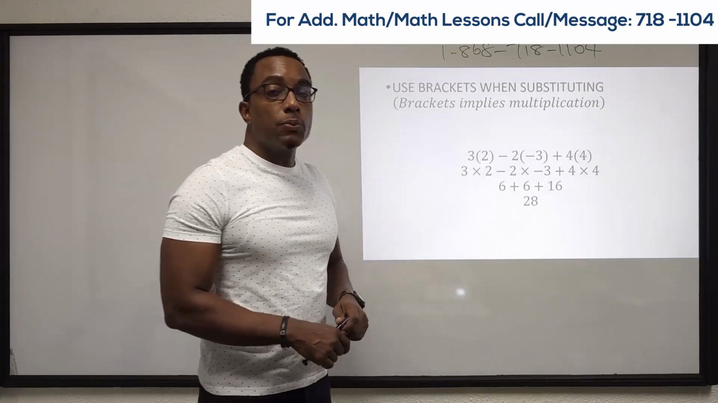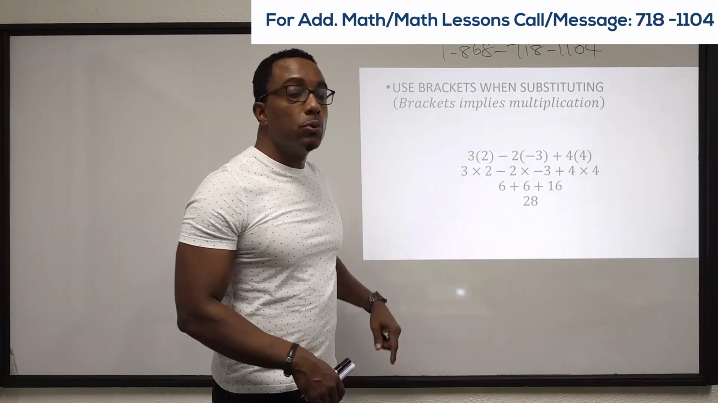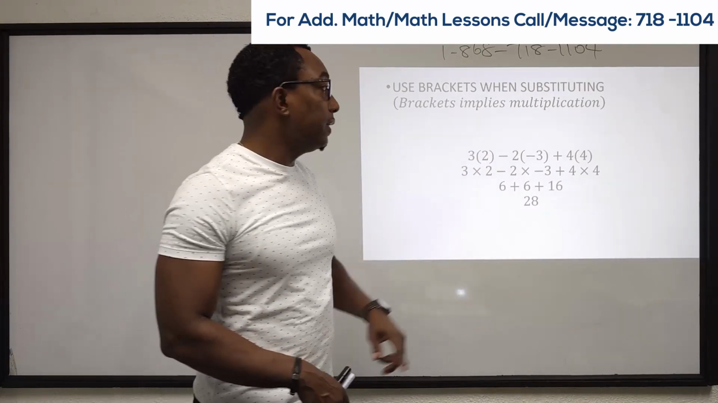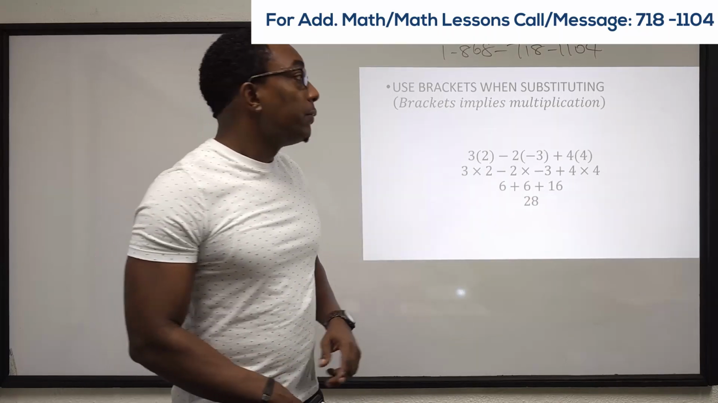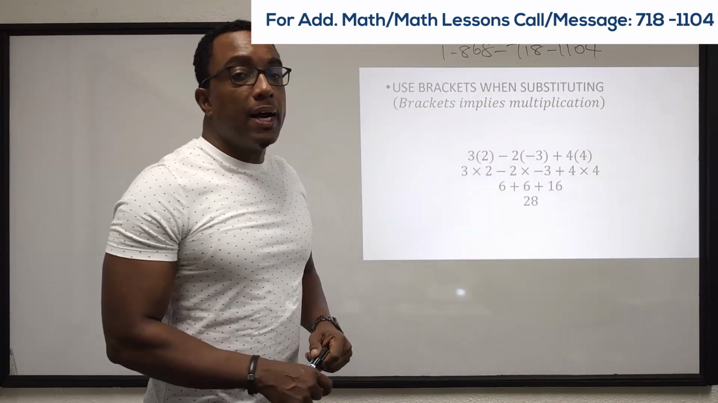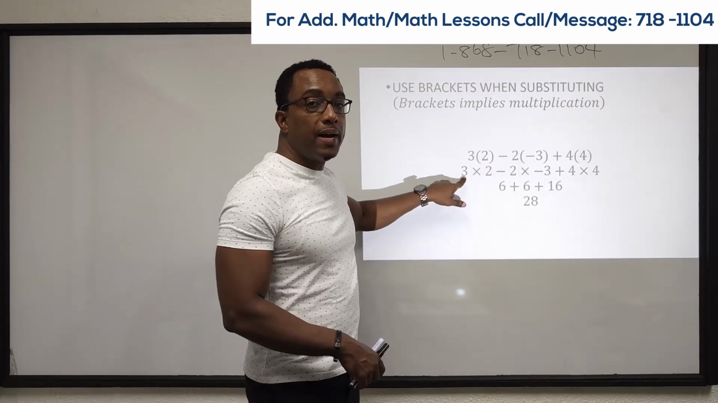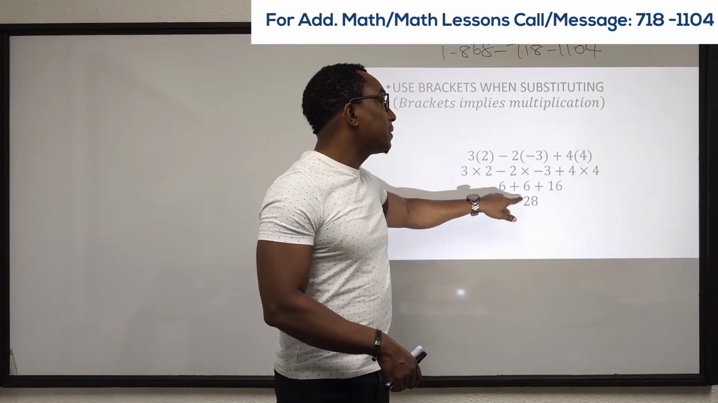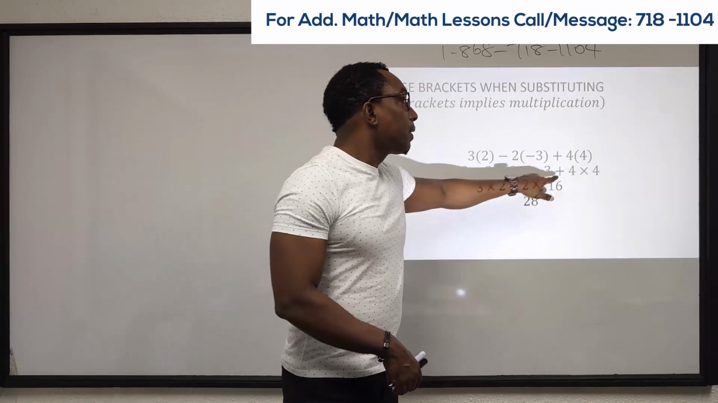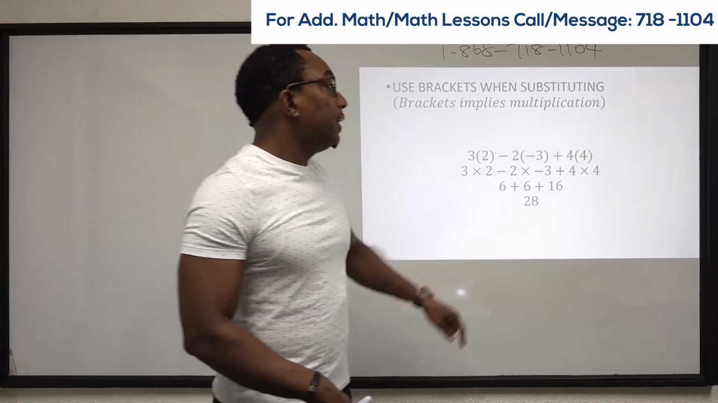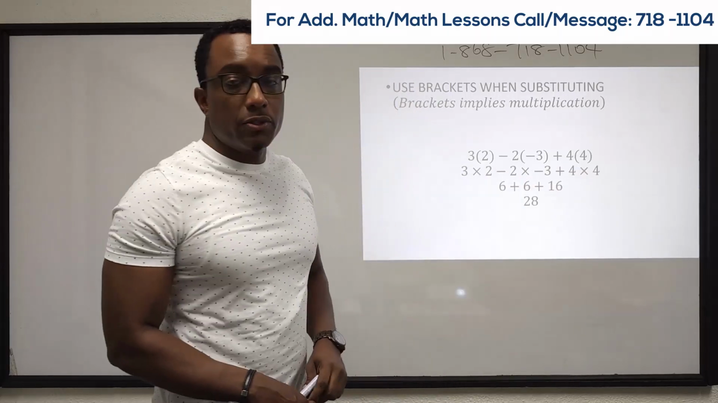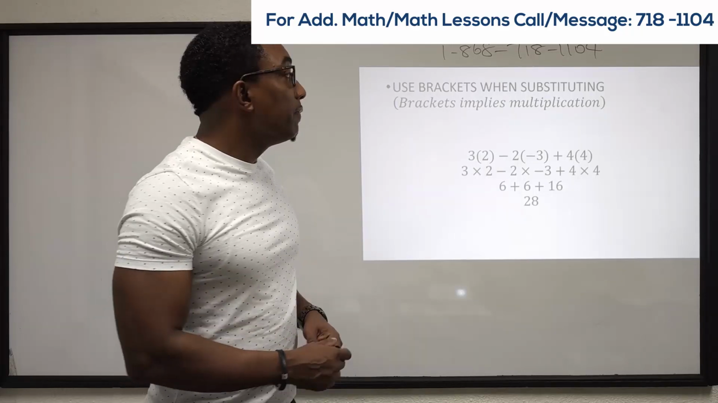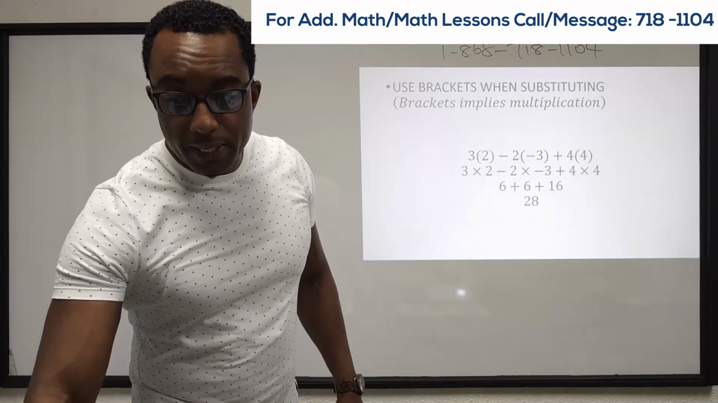To remove our brackets, we're going to multiply 3 outside by 2 within, so 3 by 2. We're going to multiply negative 2 outside by negative 3 within, so that's negative 2 by negative 3. We're going to multiply plus 4 outside by 4 within. When we simplify, 3 by 2 will give us 6. Negative 2 by negative 3, minus by minus is a plus, 3 by 2 is 6. Positive 4 by positive 4, a plus by a plus is a plus, 4 by 4 is 16. And of course 6 plus 6 is 12. 12 plus 16 gives us 28. So the value for our algebraic expression is 28.